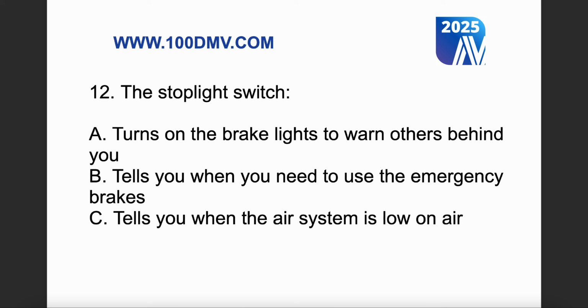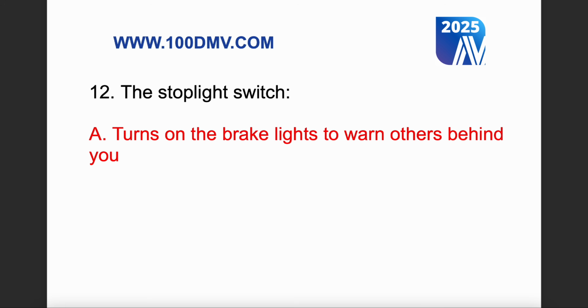12. The stoplight switch: A. Turns on the brake lights to warn others behind you. B. Tells you when you need to use the emergency brakes. C. Tells you when the air system is low on air. Correct answer: A. Turns on the brake lights to warn others behind you.